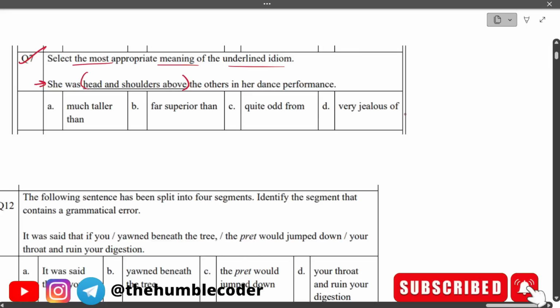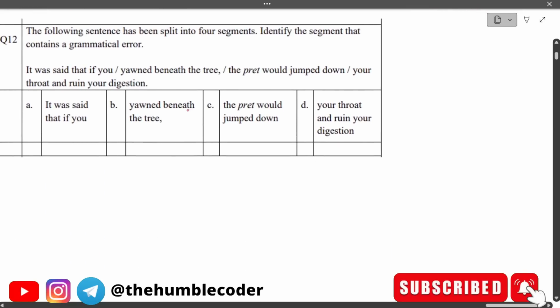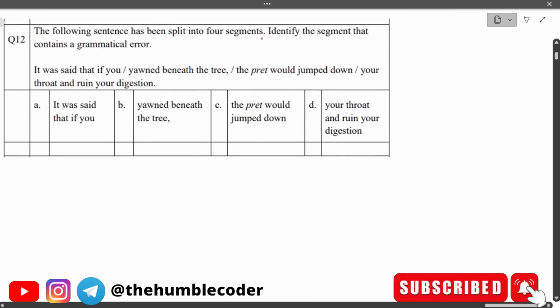So see, all these options are very clear to you, right? So I'm directly going to tell you the correct answer. That is, she was far superior than others in her dance performance. So the correct answer in this case is going to be option number B. Option B is the correct answer, because she was superior or better than others, right? So this is the correct answer. Let's move on to the next question, which is: the following sentence has been split into 4 segments. Identify the segment that contains a grammatical error.